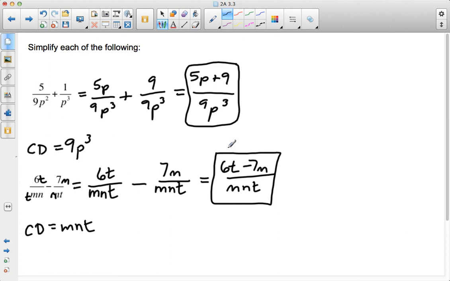So that's all we have for now. What we're going to do now is take a look at some of these problems, and then next time we're going to talk about adding and subtracting fractions that are a little more complicated.